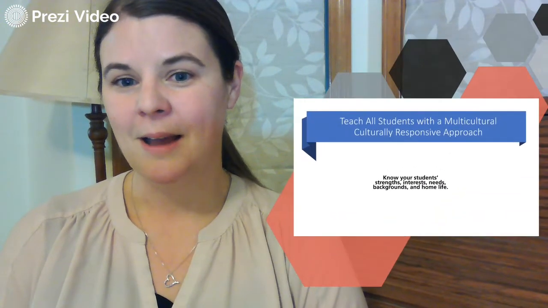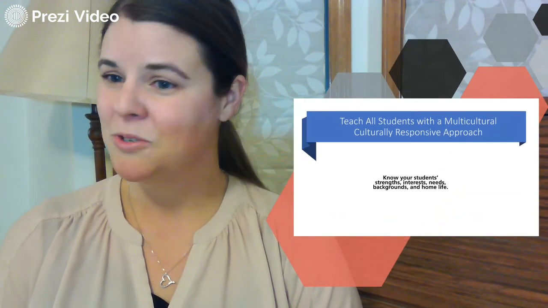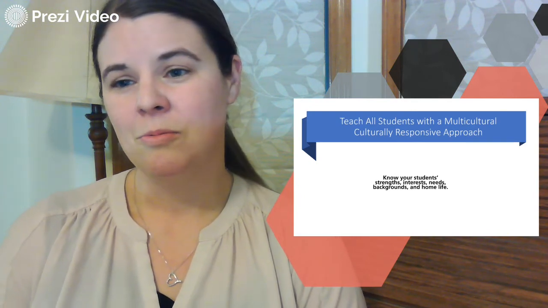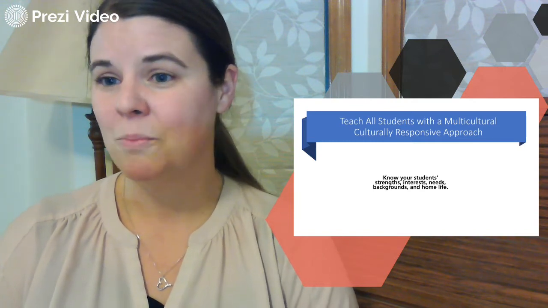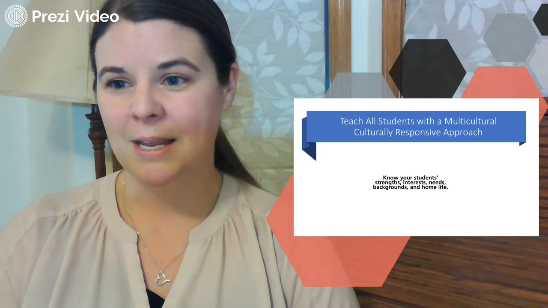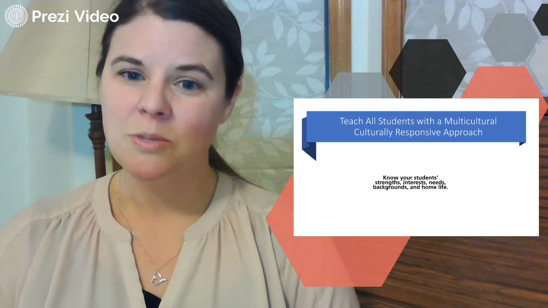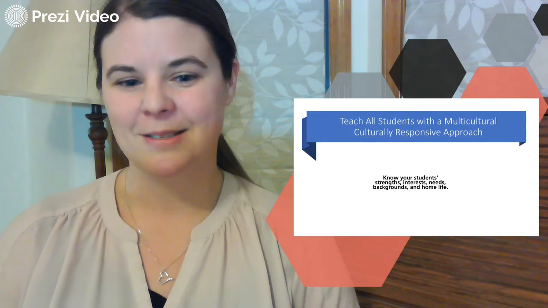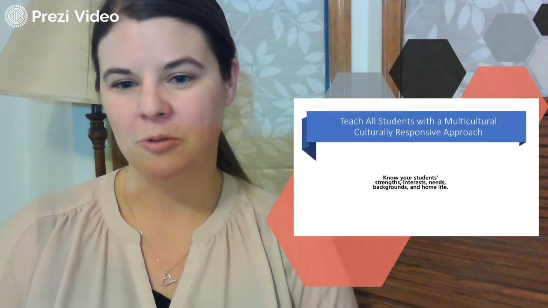So to end, I'll just reiterate. We discussed point 1, classrooms are diverse. Main point 2, we need to accommodate everyone's needs and interests. And point 3, we need to track progress. This book, this chapter 2 ends with talking about teaching all students with a multicultural, culturally responsive approach.